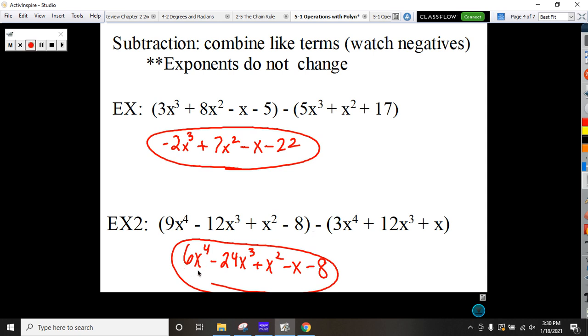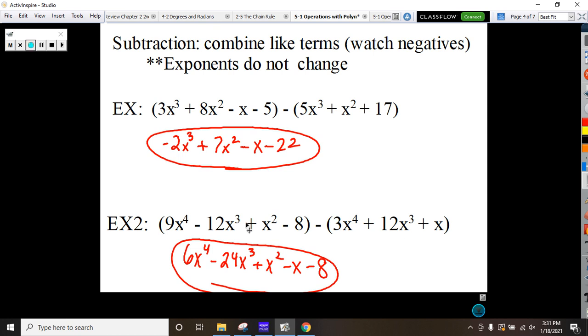That's where I got the 6x to the fourth. Then here we have 12x cubed, and we're subtracting another 12x cubed. I know it's very tempting. A lot of people want to say that's 0, but again, since this is negative, just 12 is negative to start with, and then we're subtracting 12 more from it, we get negative 24x cubed. So that's why you really just have to be careful with your negatives. Make sure you're careful and subtract properly.